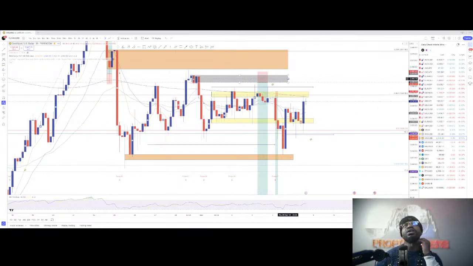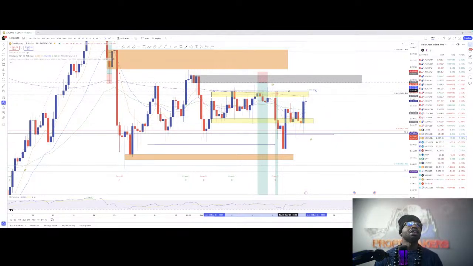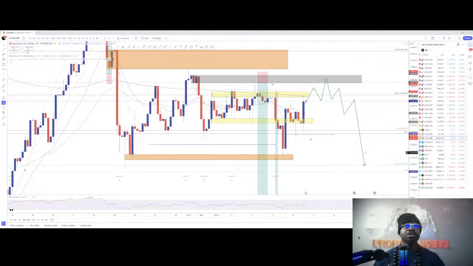Now, another possibility, we do have this double top right here, right above the 382 level on the fib. There is a chance that we can see a push slightly above our 200-day EMA to capture the liquidity here, hit that zone, and then go on that move. So what I'm going to do is just set an alert right here at the 382 to keep me informed.